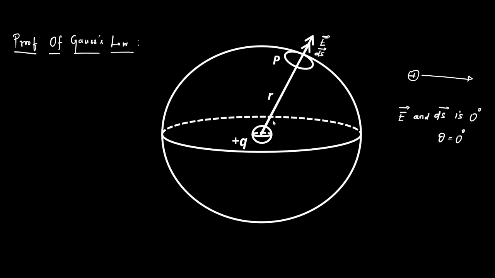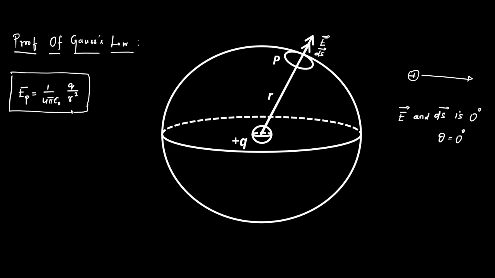Now the magnitude of the electric field at a distance r away from this positive charge at this point P, the electric field due to charge Q, is equal to 1 by 4 pi epsilon 0 Q by r square. This is the electric field at point P.